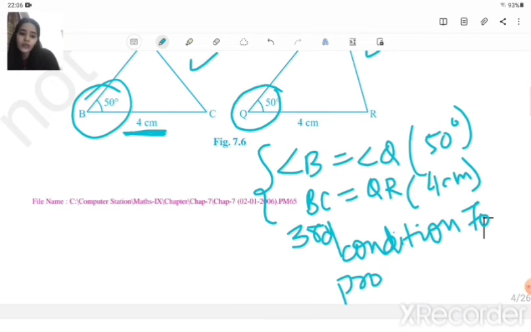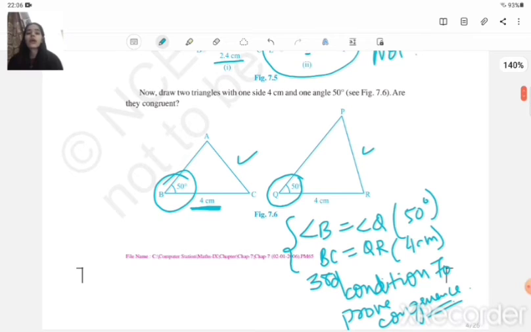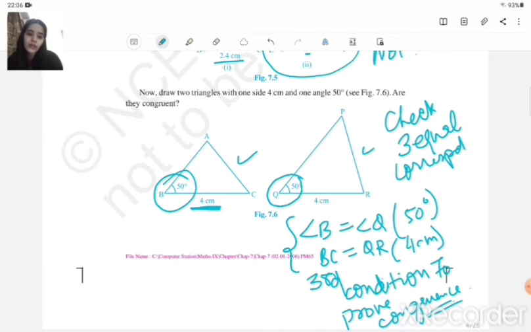We need a third condition to prove congruence. So whenever you have to find whether two triangles are congruent or not, you have to check for 3 equal corresponding parts. Okay, you have to look for 3 corresponding parts, because without 3 equal corresponding parts you cannot tell whether the figure is congruent or not.